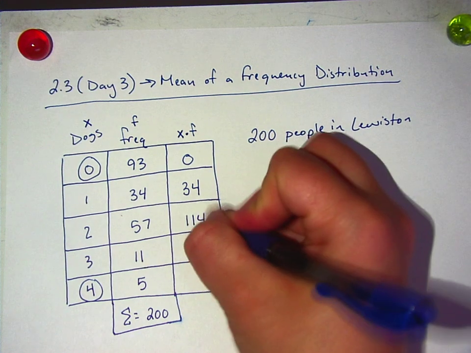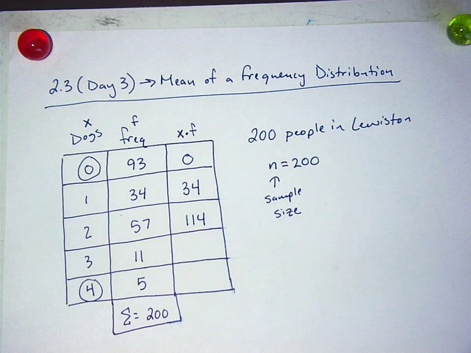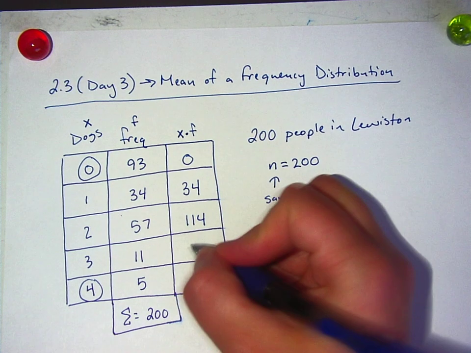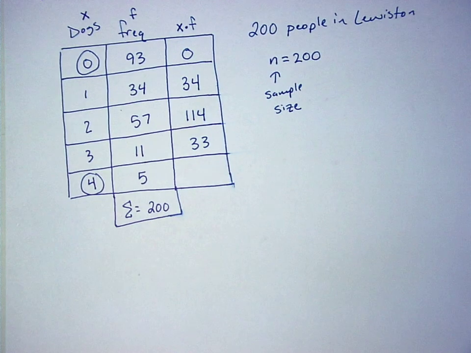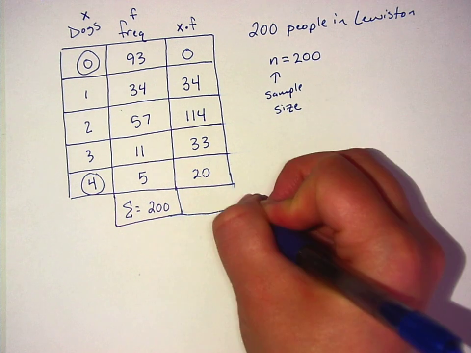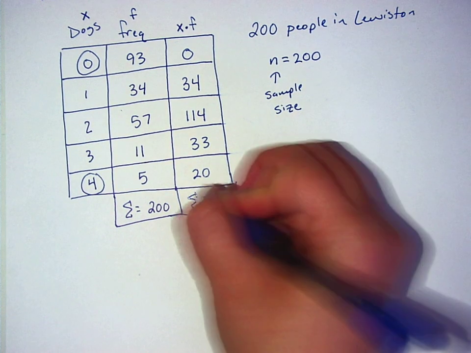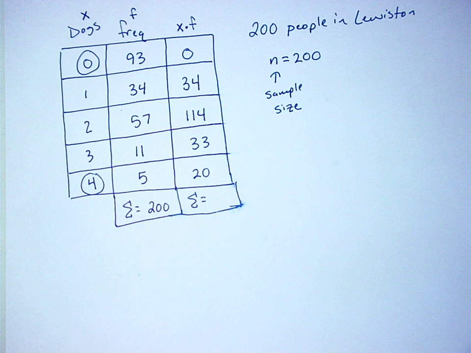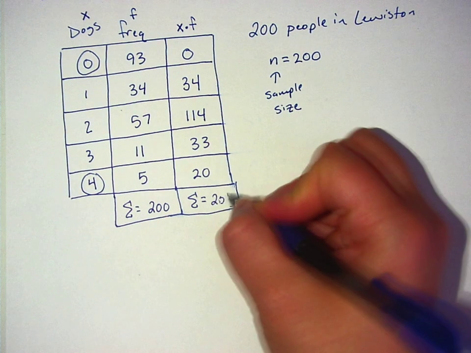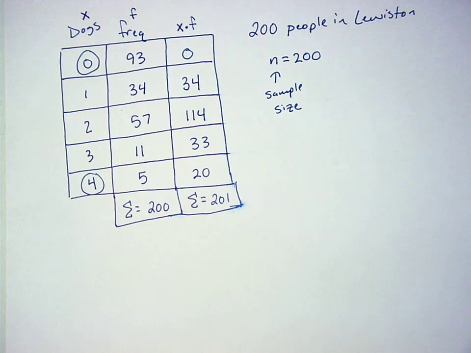114. 11 threes. 33, and 5 fours. 20. So if I was adding up all of those dogs in front of me, I would have to add up this column. So it'd be 34 plus 114 plus 33 plus 20. 201. Did you guys get 201? 34 plus 114 plus 33 plus 20. You guys get 201? Okay.